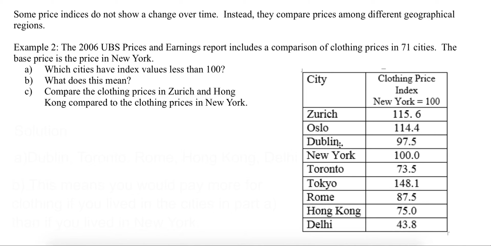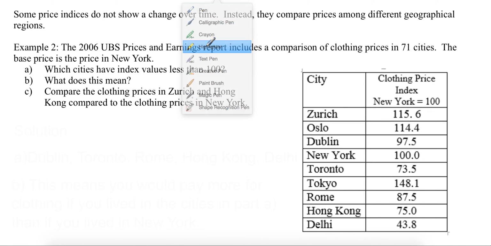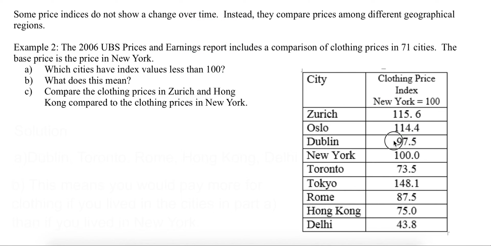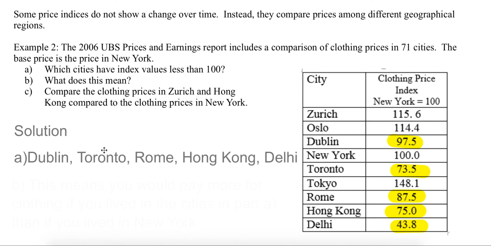That's our base. Which cities have index values less than 100? All we're going to do is look for those cities that are less than 100. So Dublin, Toronto, Rome, Hong Kong, and Delhi. Those cities are all less than 100. That's the answer to our first question.